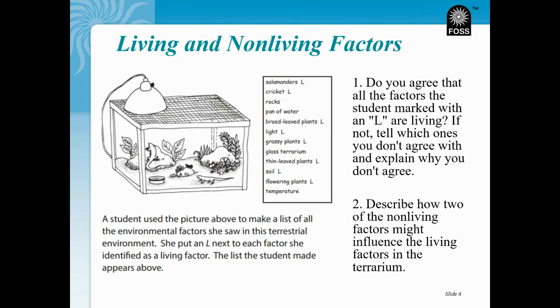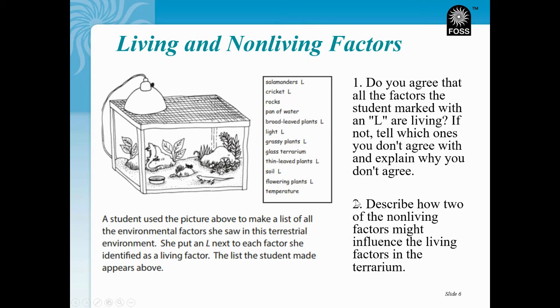Question 1. Do you agree that all the factors the student marked with an L are living? If not, tell which ones you don't agree with and explain why you don't agree. Soil and light are non-living factors. All of the plants and animals like salamanders and thin-leaf plants are living. So right here, light is not living, soil is not living either.